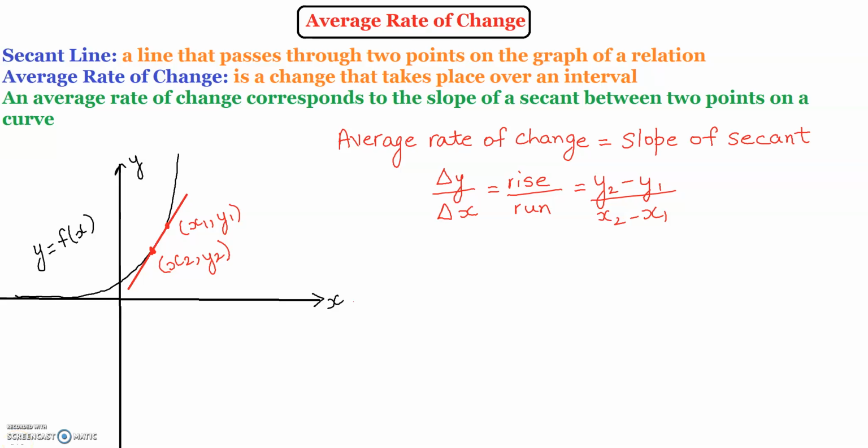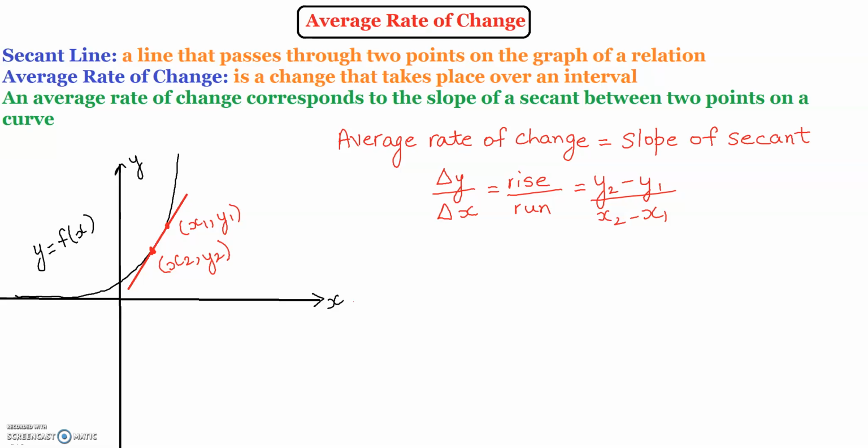Average rate of change. Secant line, a line that passes through 2 points on the graph of a relation. Average rate of change is a change that takes place over an interval. An average rate of change corresponds to the slope of a secant between 2 points on a curve.